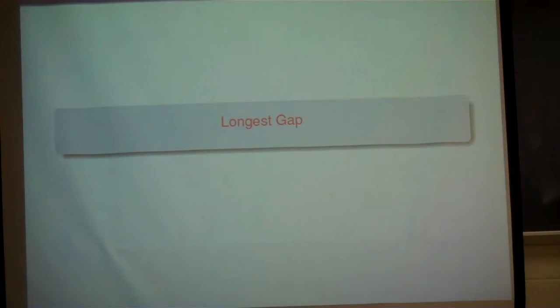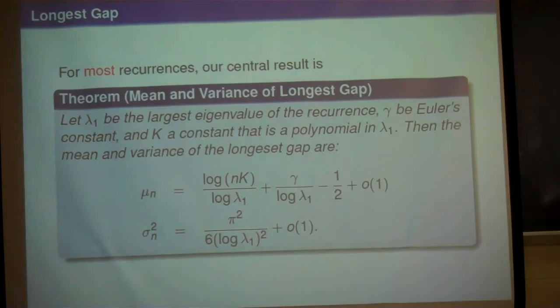Now for the longest gap, the story is slightly different. So this is actually what happens for the longest gap. If you let lambda 1 be the largest eigenvalue of the recurrence again, we can find the mean and the variance of the longest gap for most recurrences. By most, we mean all recurrences except certain ones. The condition is on the coefficients of the recurrence: we want a polynomial in the coefficients not to have multiple roots, because that messes up technical details later in the analysis.